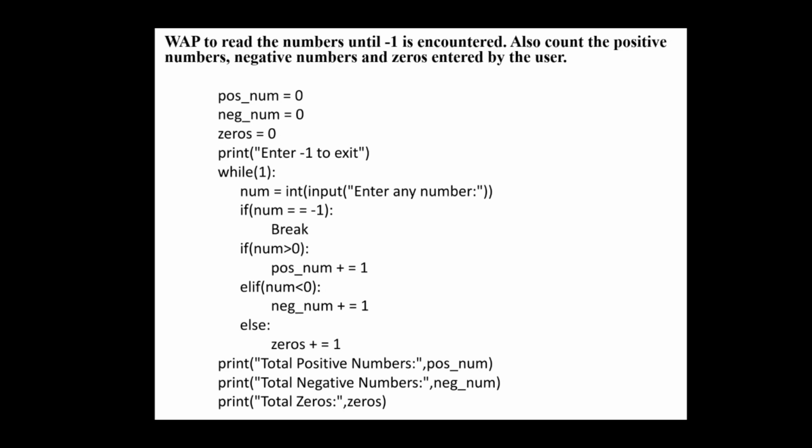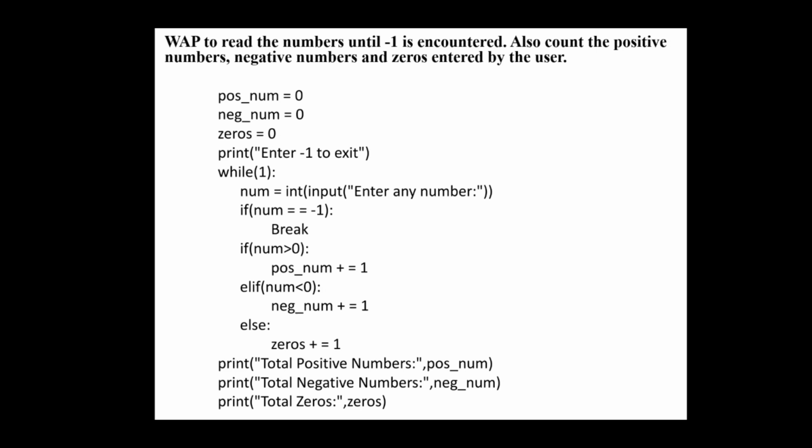Now num == -1, false. num > 0, that is -7 > 0, it is also false. num < 0, that is -7 < 0. This time this is true. So negative number is incremented by 1. Previously it was 1. Now 1 plus 1 equal to 2. So negative number equal to 2. Then ask the user to enter another number.